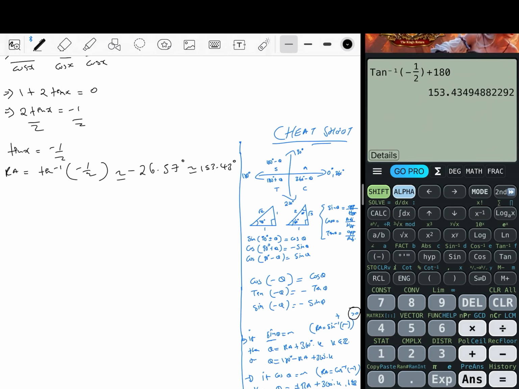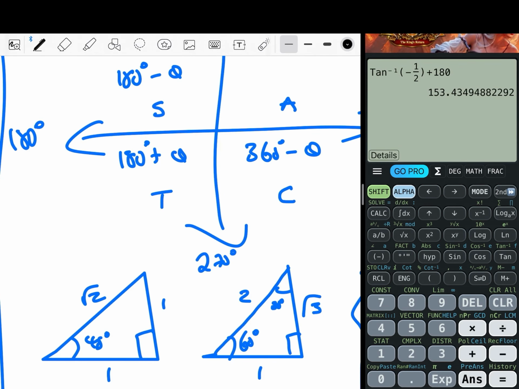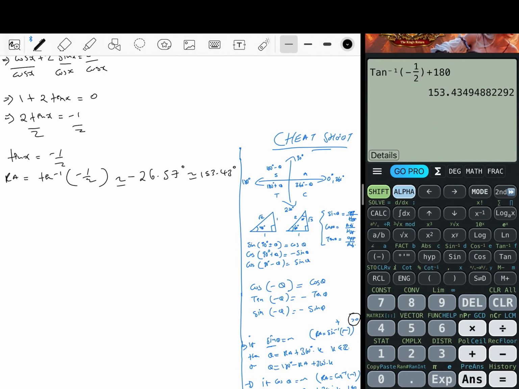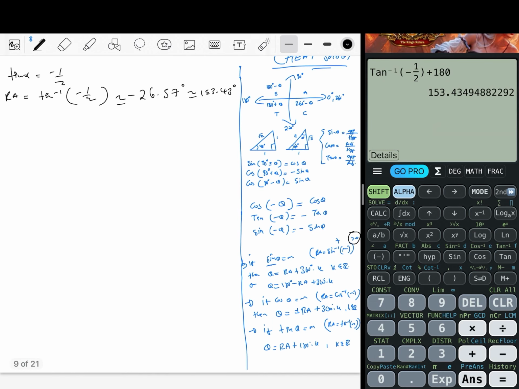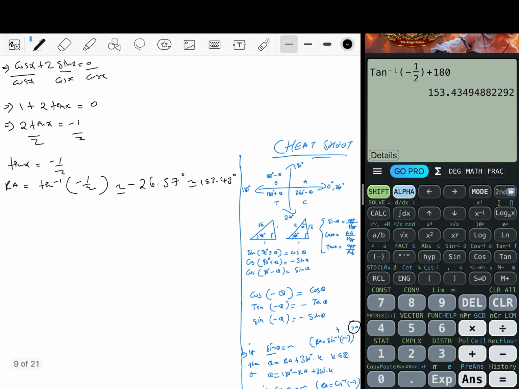So we said 180 plus theta, and the reason we say 180 plus theta is because it's tan, and tan is positive in the third quadrant. If it was sin, we would say 180 minus theta. If it was cos, we would say 360 minus theta. So remember, that's how you make it positive. That's why this cheat sheet is really important. It's gold. If I were you, I would take a screenshot or a picture of this cheat sheet.